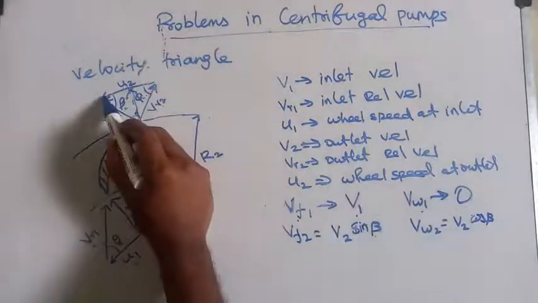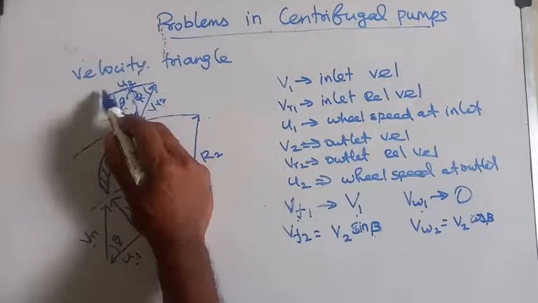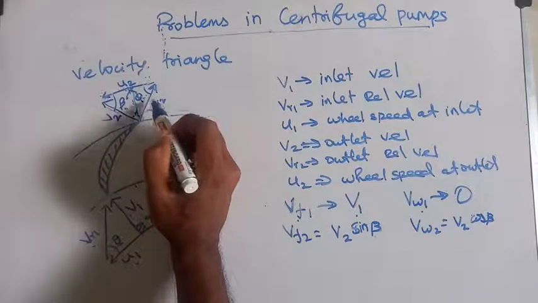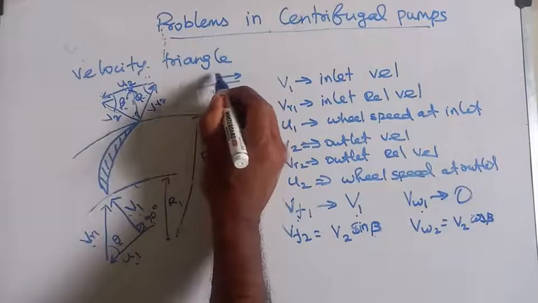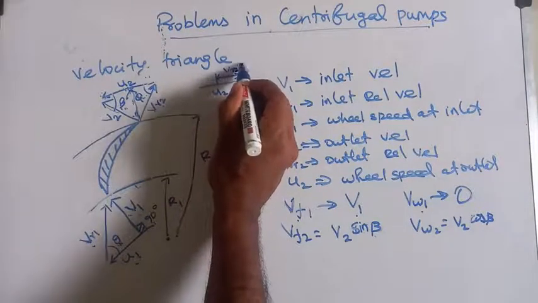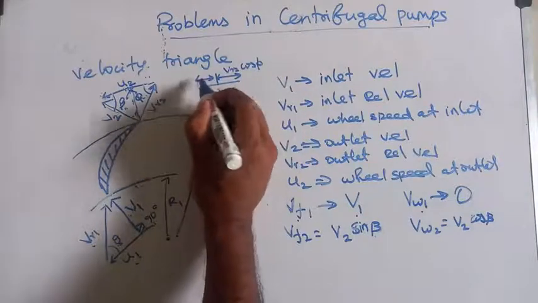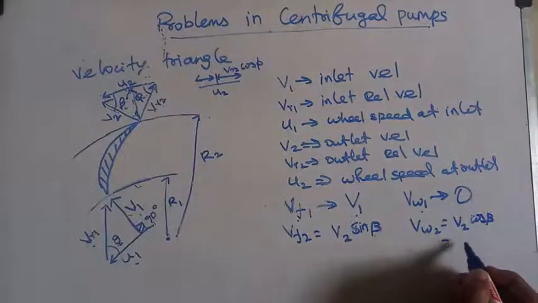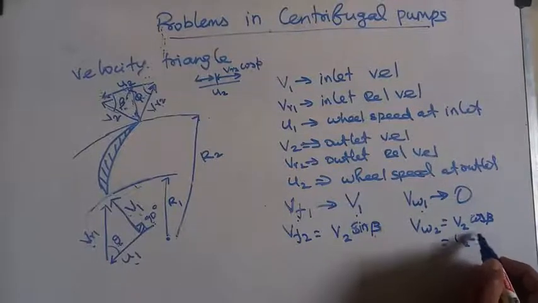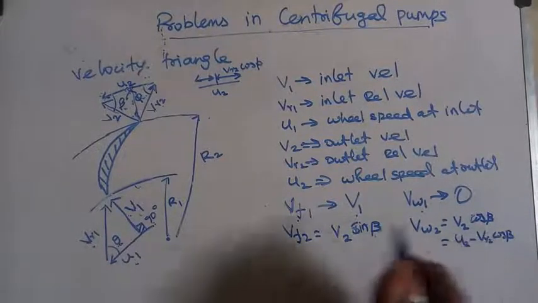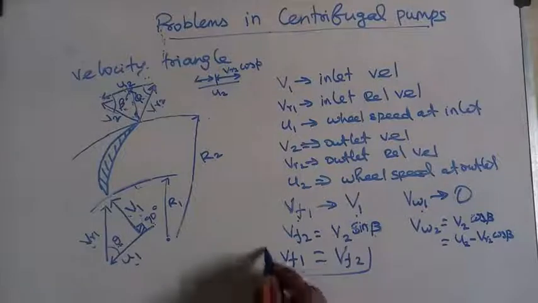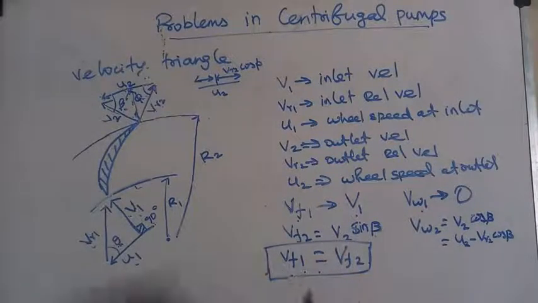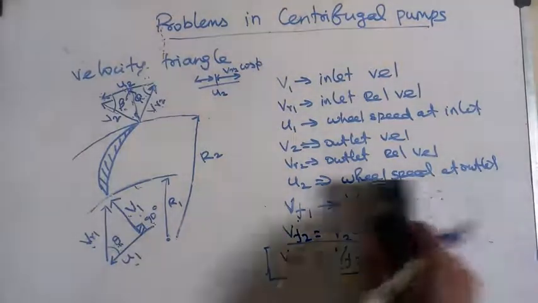I can write this term in another way. The total value is U2, and this part is VR2 into cos phi. So VW2 can also be written as U2 minus VR2 into cos phi. Generally, VF1 will be equal to VF2, and we have to use this important note in the formulas. So these are the basic formulas.